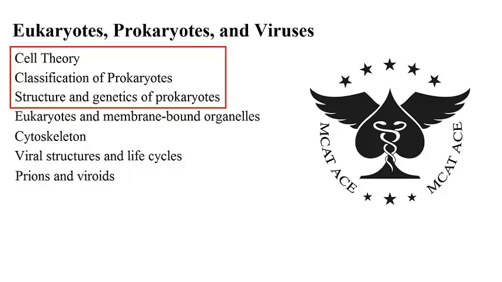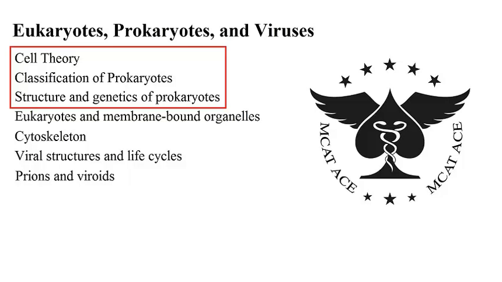In today's lecture we are going to discuss the eukaryotes, prokaryotes and viruses. Since this is a long lecture, we are going to divide it into two sections. In the first video, or part 1, we are going to discuss cell theory and then focus more on prokaryotes, including different modes of classification for prokaryotes, and then go over structure and their genetics.